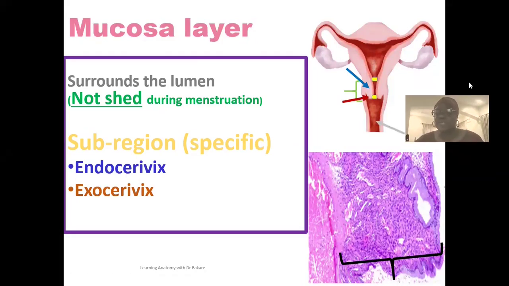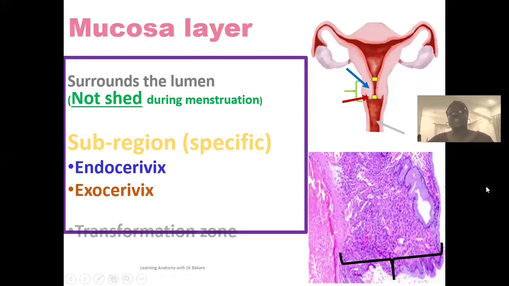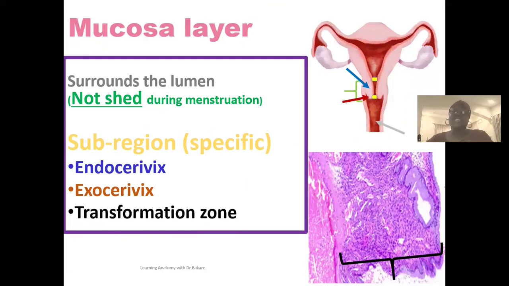Then the next sub-region of the cervix is the transformation zone. The transformation zone is the point where the mucosal lining of the endocervix becomes the exocervix. So we have three sub-regions of the cervix, and the mucosal lining of the different sub-regions are different. So if you look at this region that is demarcated here in dotted white, this is the mucosal lining of the endocervix. This is where we say we have the endocervix.